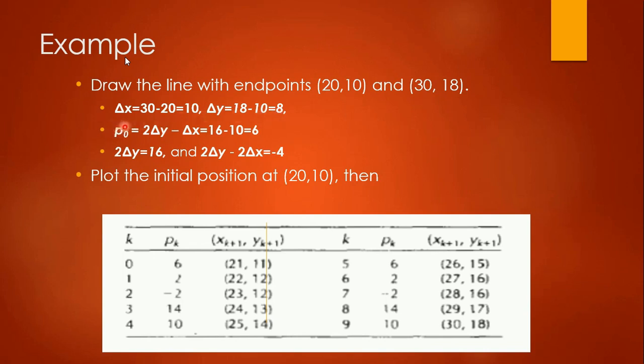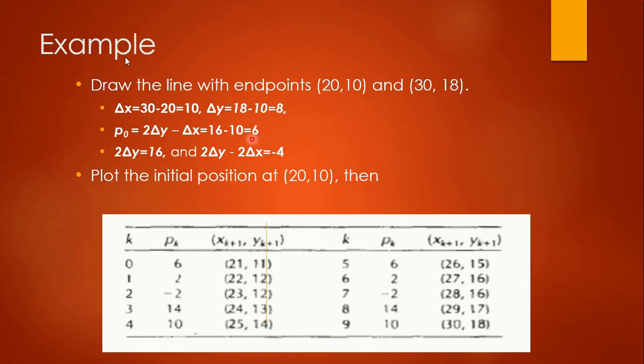So you have the decision parameter formula, that is p naught is equal to 2 delta y minus delta x. Write this formula and calculate: 2 delta y is 8 into 2, that is 16, and minus delta x is 10. So 16 minus 10, you get 6.